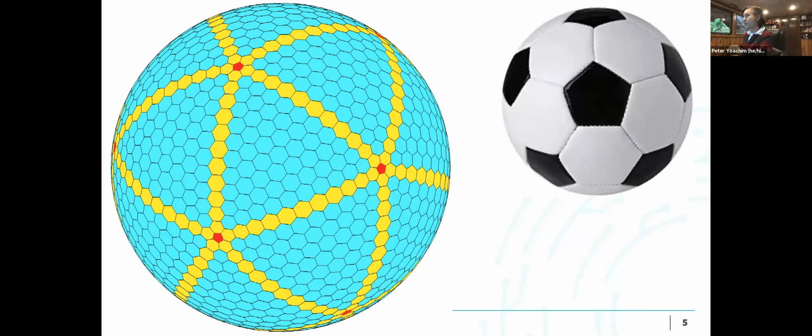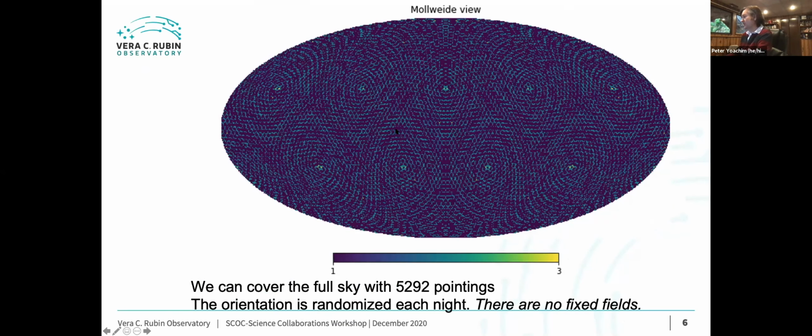For our pointings, we use a sky tessellation that is based on a soccer ball tessellation, only we've got more hexagons. And so we can point to the center of any of these polygons. If we do that, this is what our sky coverage would look like. You can see most of the sky is covered just once. There are overlap regions between pointings and just a few triple spots.